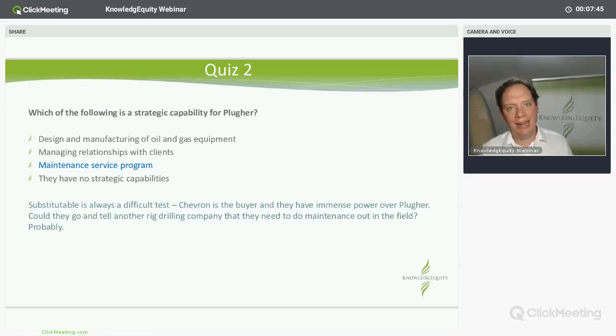True. But this concept, CPA testing you, is that it's valuable, it's rare, it's difficult to copy, and it's non-substitutable. Substitutability is always a difficult test. Could they go and get another rig drilling company to do it? Yes, but is that substituting competitor for competitor? Can they substitute these drill rigs for a completely different type of system to drill? Not that we can see in the case. It's not talking about that sort of technology.